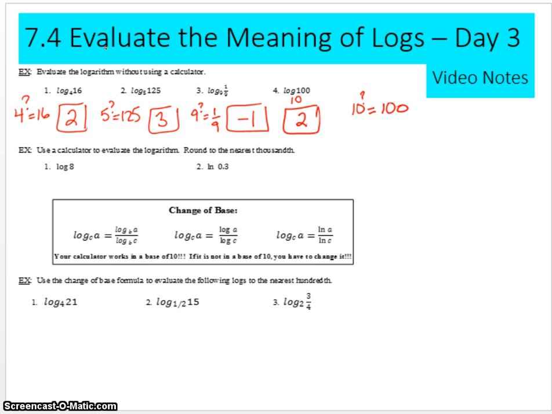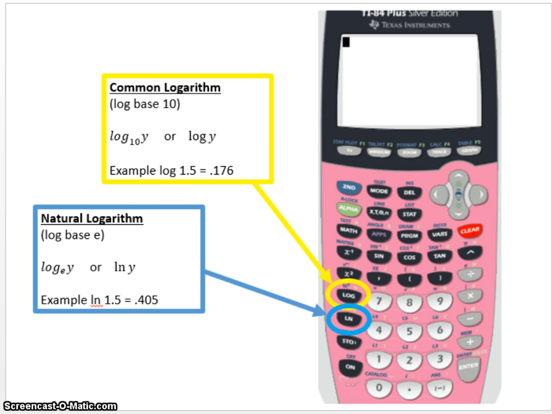Okay, now we're going to learn how to type these on your calculator. So take out your calculator, look at it, and make yourself a little note of where these buttons are. In yellow here we have the log button. It says log, that is the common logarithm, that is the base 10. So if you just see log, that is base 10.